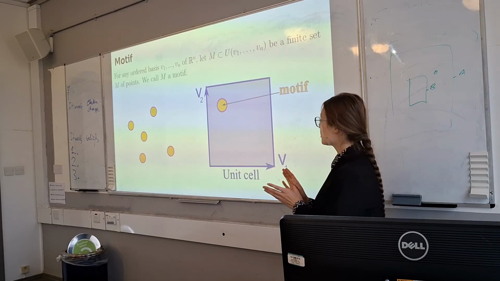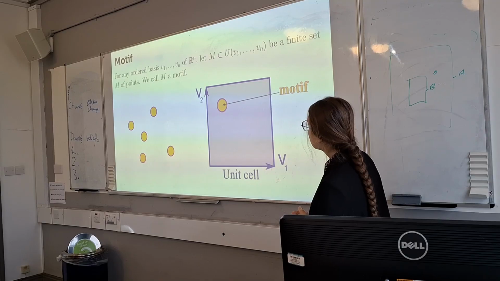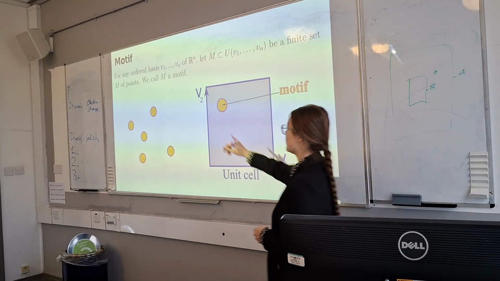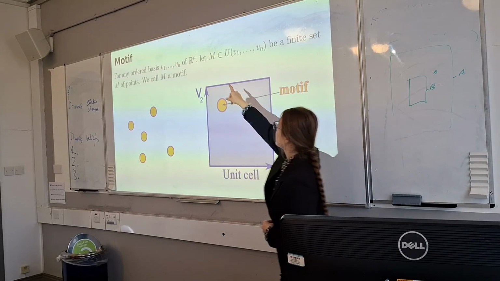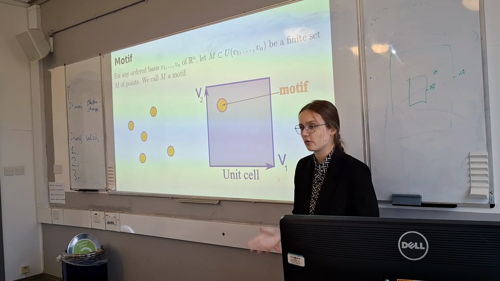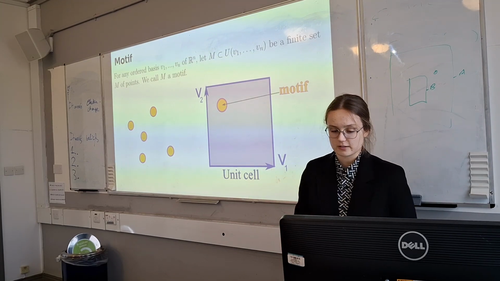That was just the box. We need the atoms. So we let M be a finite set of points. This finite set of points are these atoms that live inside our unit cell. We're going to call that a motif. So this finite set of points that lives inside our unit cell, we call a motif.